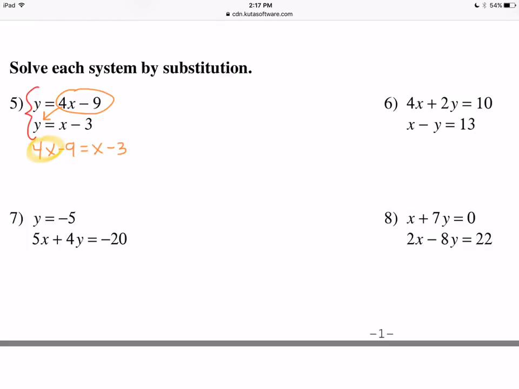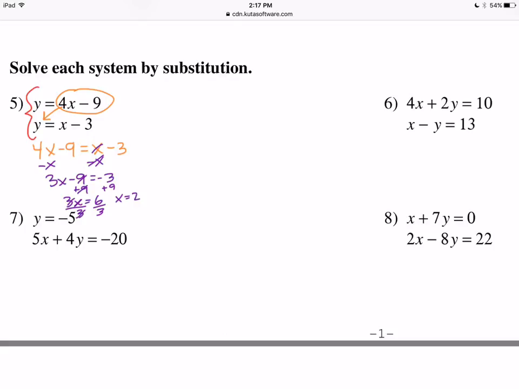So notice how I have 4x and x, right? y isn't involved anymore. So that means I can actually figure out what x equals because I've gotten it all by itself. And now we just use our basic algebra skills to actually solve. So I'm going to start by subtracting x over here, which gives me 3x minus 9 equals negative 3. I'm going to add 9 to the other side, which gives me 3x equals 6. Divide by 3. And x equals 2.